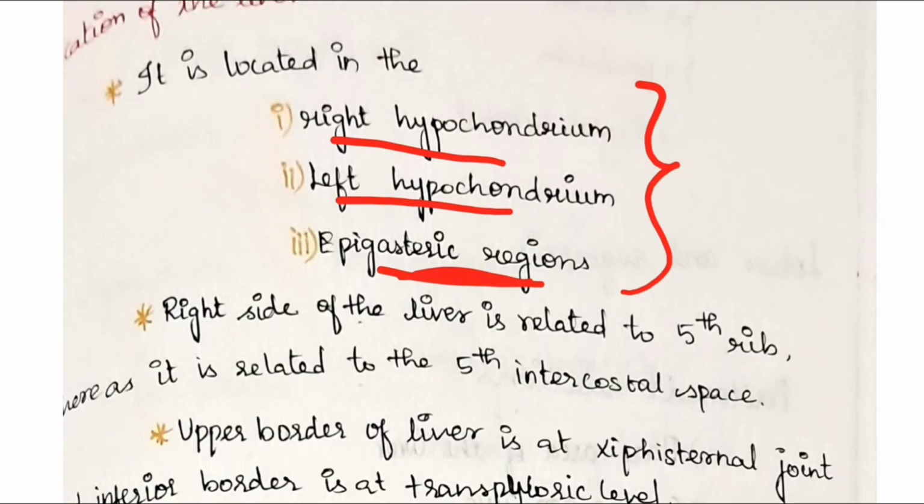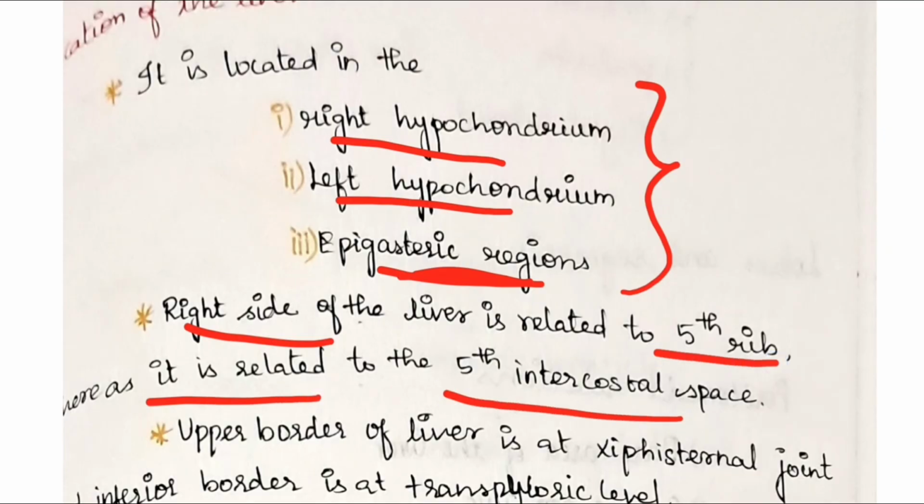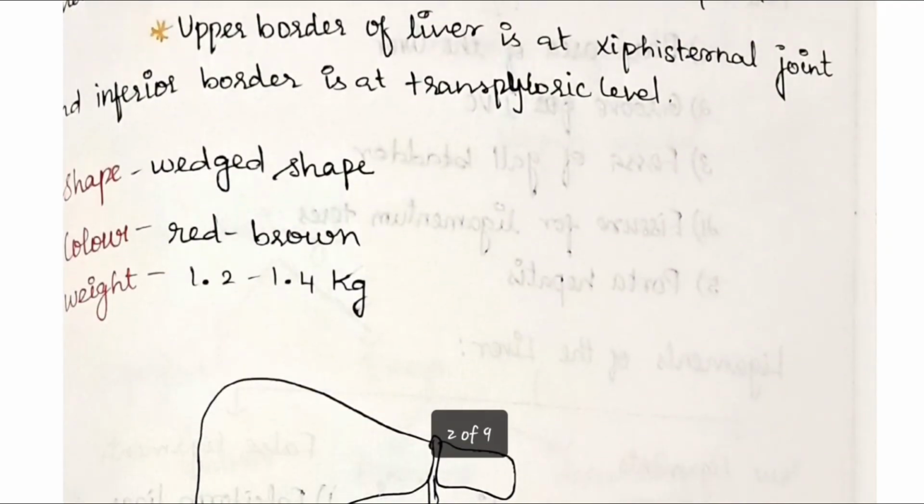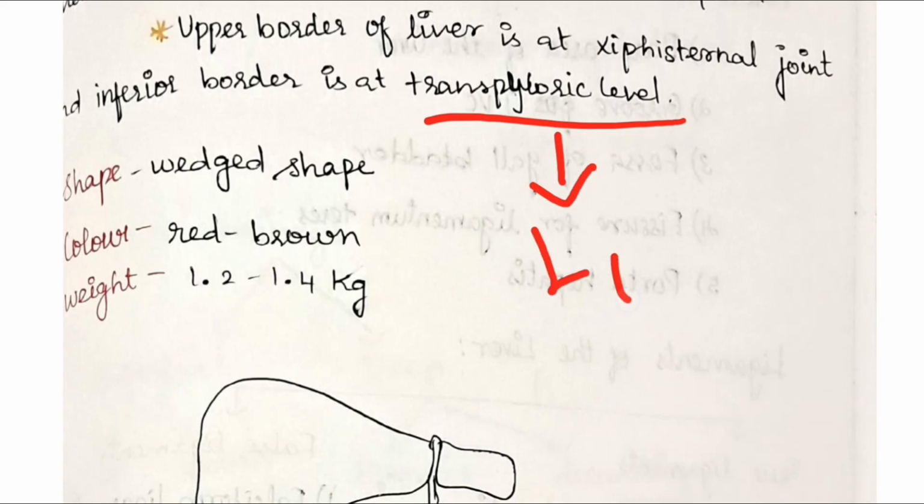Coming to the ribs, on the right side, the right border of the liver is related to the fifth rib, whereas on the left it is related to the fifth intercostal space. Coming to the borders, the upper border of the liver is located at the xiphisternal joint, whereas the lower border is located at the transpyloric level, that is the L1 level. So these are the locations of the liver.